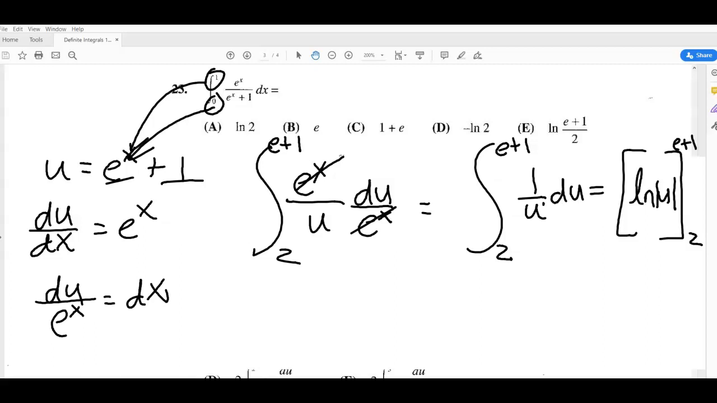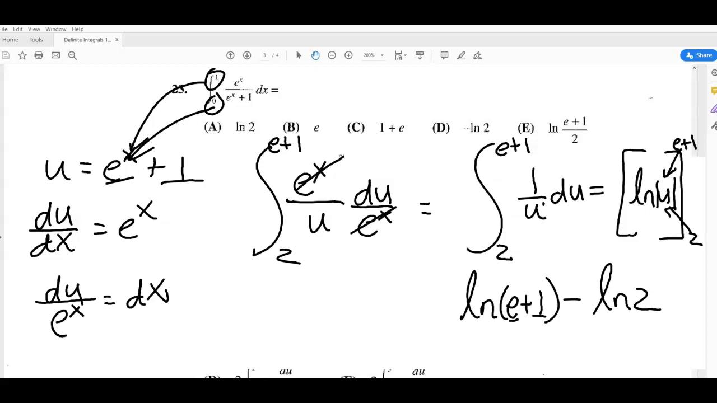Okay. So we plug in the first one there, we're going to end up with ln of e plus 1 minus, plug in the 2, ln of 2. Now some of you guys might be wondering, why am I getting rid of the absolute value bars? So it's because these are positive numbers anyway. E is positive and so is 1, so there's no point in having absolute value bars there.